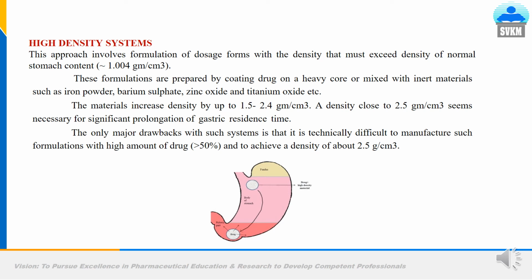So in the stomach, normal density is 1.004 grams per centimeter cube. Means for preparing this type of system, we should have density more than this. So for making, we need some heavy core materials, inert materials, which will increase the density. Some common materials that are used are like iron powders, barium sulfate, zinc oxide, titanium oxide, which will increase the density up to 1.5 to 2.4 grams per centimeter cube.